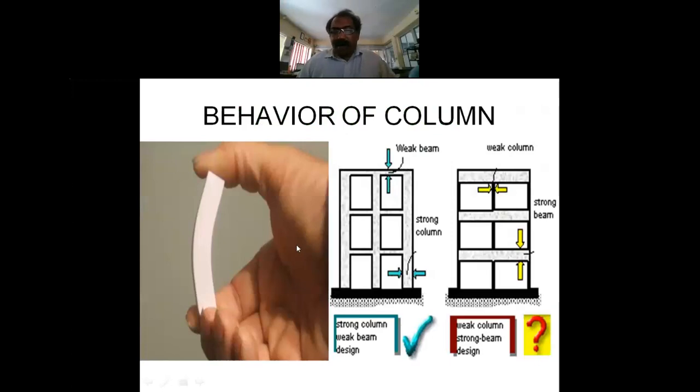How does a column behave? If the columns are stronger, this is when the load is applied as compression, like an eraser, and how it buckles. When columns are stronger and beams are sleek, this is called strong columns. When the columns are sleek and beams are heavier, it will buckle.